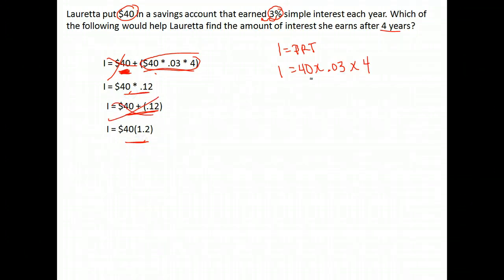Let's go ahead and multiply. Notice they both have a $40 times something. So let's multiply these last two and see what we get. So if we simplify our problem just a little bit, we get 40 times 0.12. The 0.03 times 4 is 0.12. So our correct answer would be this one here. That would give her amount of interest if she went ahead and finished calculating that.